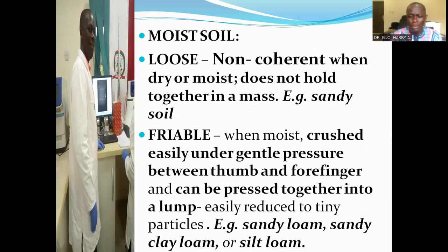A soil is said to be friable when, moist, it is crushed easily under gentle pressure between thumb and forefinger and can be pressed together into a lump and easily reduced to tiny particles. This occurs in sandy loam, sandy clay loam, and silt loam soils.